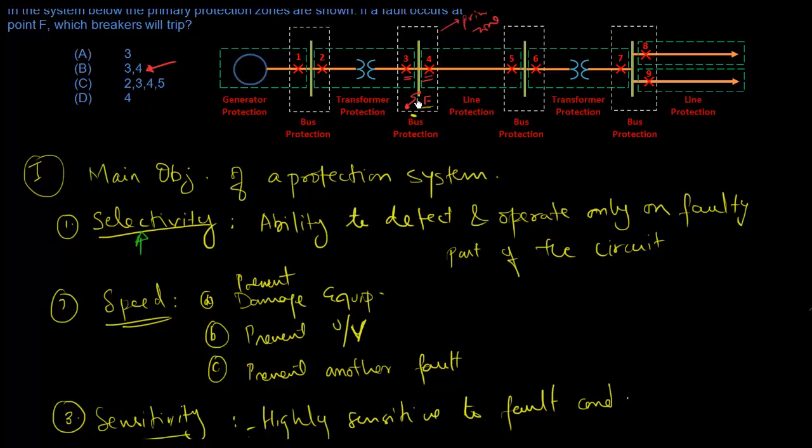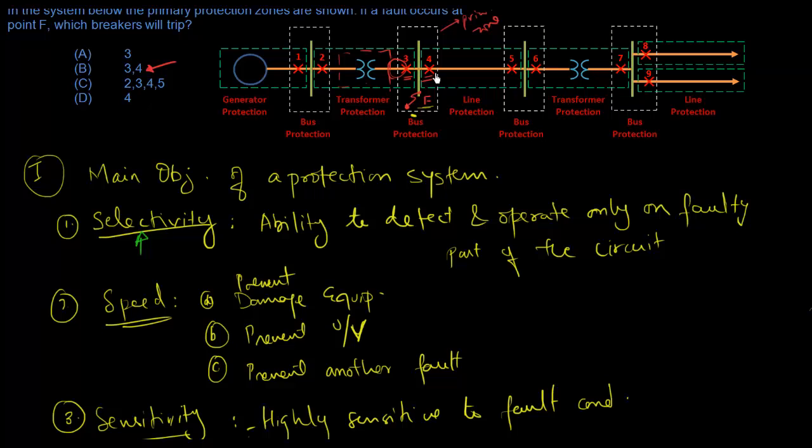One thing I should mention, in this case the fault here happens only in one primary zone. What you also notice here is there are some overlapping primary zones. For example, here the transformer protection doesn't stop here, it goes all the way till almost the bus, but just stops before the bus. Because if your primary protections were just set like this, then there would be some gaps, and therefore there is always some overlap.